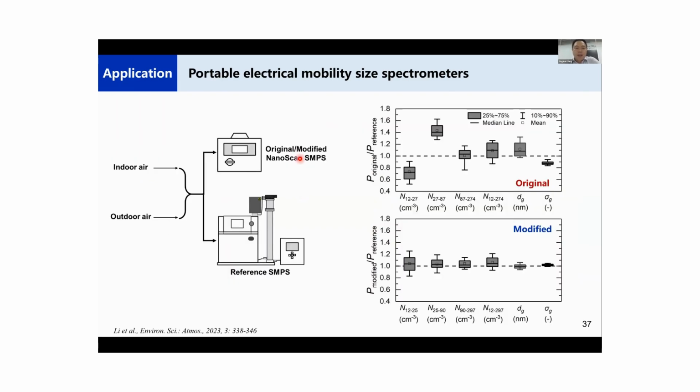So we show both before the modification and after the modification for this system compared to a reference SMPS, as shown in the red plots. At the top is the original one without modification, where we show number concentration comparisons and the geometric mean diameter and geometric standard deviation of the distribution. So clearly, after the modification, we can improve the instrument and at the same time make it smaller.